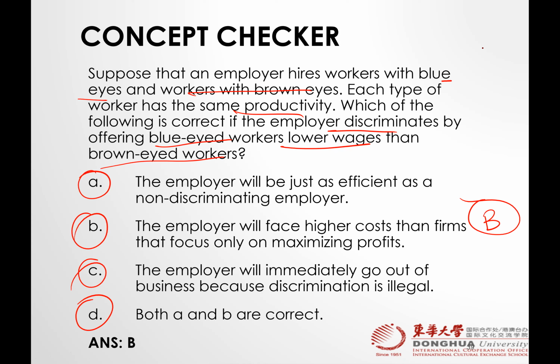Because we're talking about the employer's discrimination, right? If the employer discriminates, then what happened? Its cost will rise and its profit is going to decrease. Does it mean that it will immediately go out of business? No, it takes time. And would he be efficient? No, of course not, because his total cost is going to increase by discriminating.